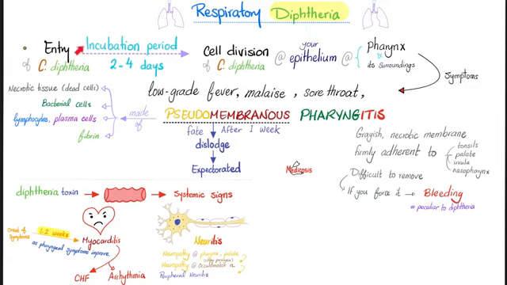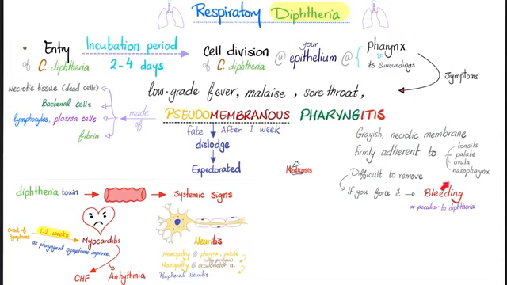Respiratory diphtheria. The diphtheria bacteria will enter the respiratory tract, and then give it 2 to 4 days, the incubation period, you will start having symptoms. Why? The bacteria is dividing like crazy in the epithelium of the pharynx and surrounding soft tissue, giving you symptoms that include low-grade fever, malaise, sore throat, and the nasty, ugly, infamous pseudomembrane on your pharynx.